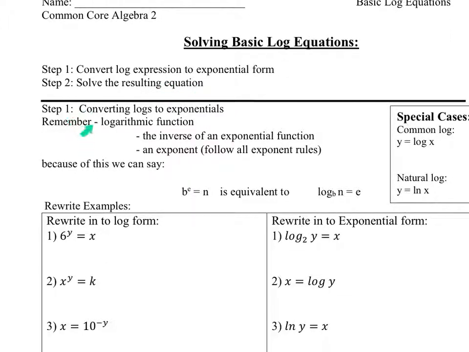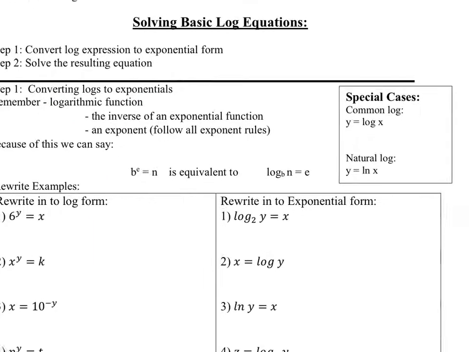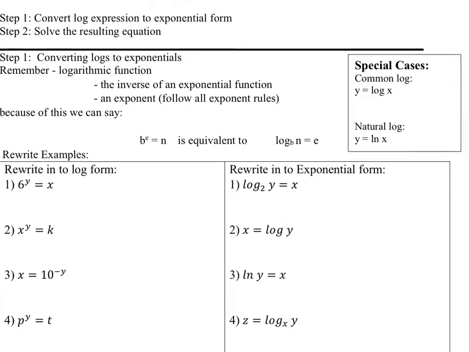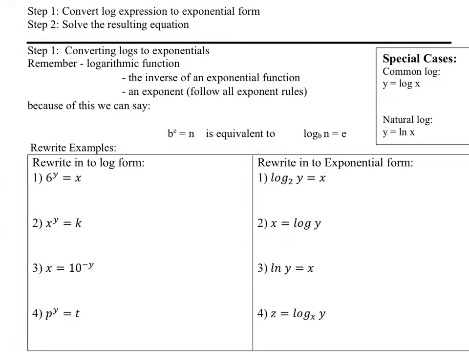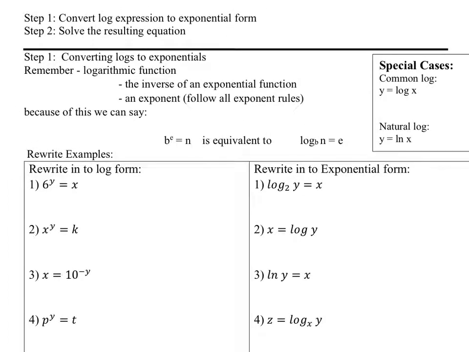So to do step one, converting logs to exponential, what you need to do is understand that you can rewrite an exponential, which is your basic form for an exponential, like this. Each one of these, the b, e, and n, the ben here, represents the same thing over here. So if a number was in the base here, the number would be in the base here.